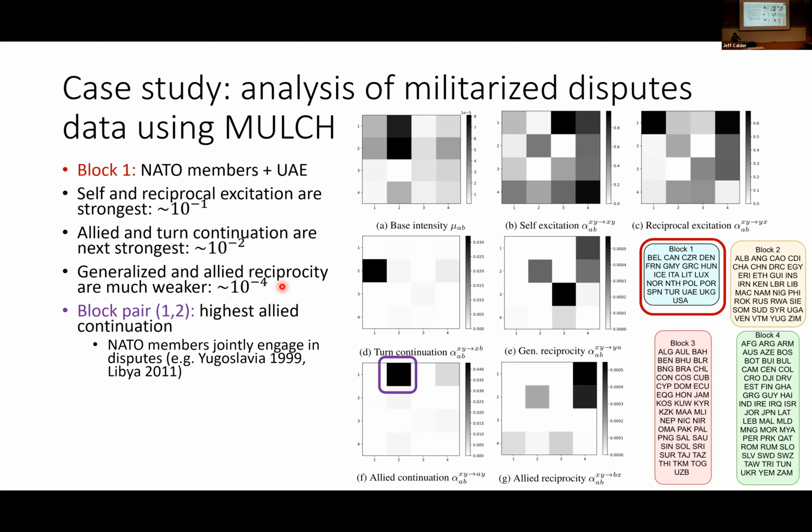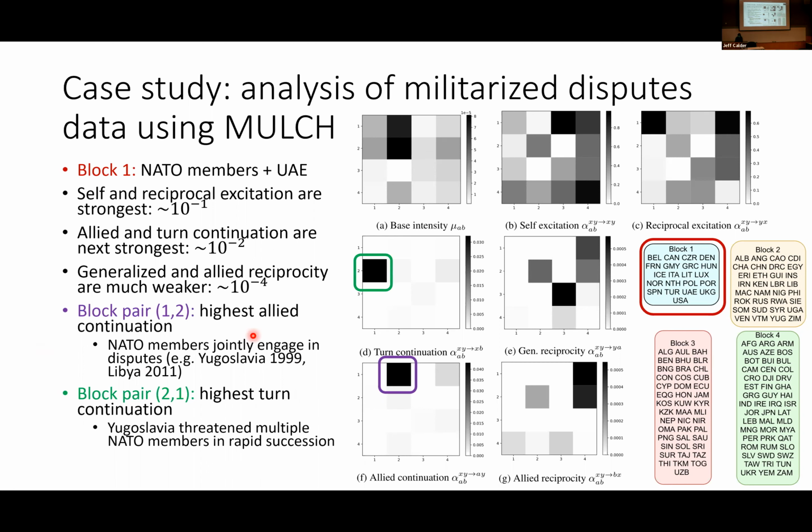And so we see some things here that agree with what we would expect from geopolitical events, like block pair 1-2. We see it has much higher allied continuation than other block pairs. Remember, allied continuation is my country threatens your country, and then my country's allies threaten your country. So we saw that this is much higher for block 1 to block 2. When we look in the narratives, this is mostly driven by the NATO members jointly engaging in disputes, such as Yugoslavia in 1999, Libya in 2011.